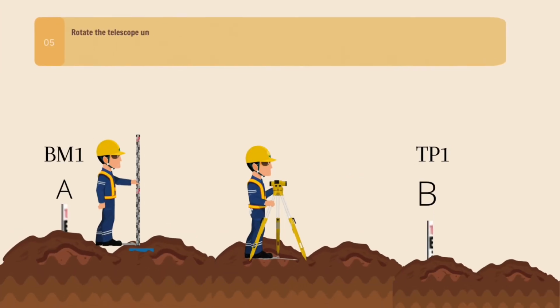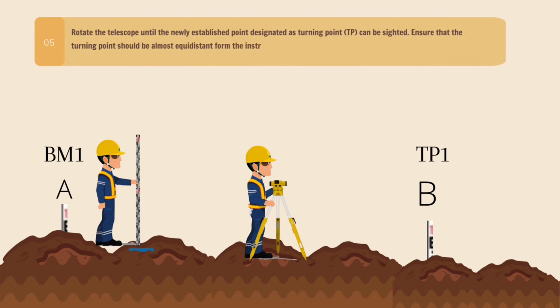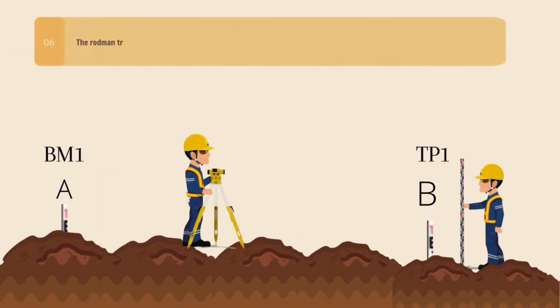Step 5. Rotate the telescope until the newly established point, designated as the turning point, can be sighted. Ensure that the turning point is almost equidistant from the instrument as the first benchmark is from the instrument. Step 6. The rodman transfers the leveling rod to the turning point and must hold it with a plumb bob alongside to maintain the verticality of the rod.